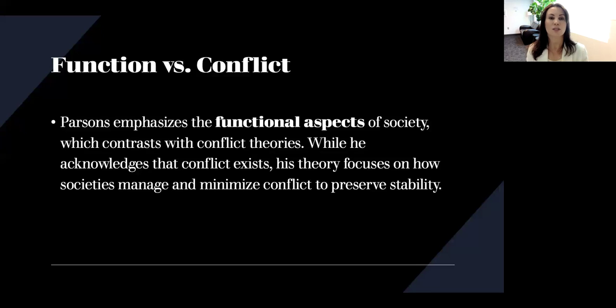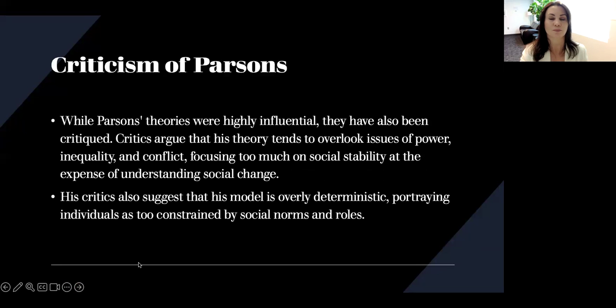While he acknowledges that conflict exists in society, his theory focuses on how society manages and minimizes conflict to preserve stability. That is totally against the beliefs of Karl Marx and those who followed him. And we will talk about that in our next lecture.